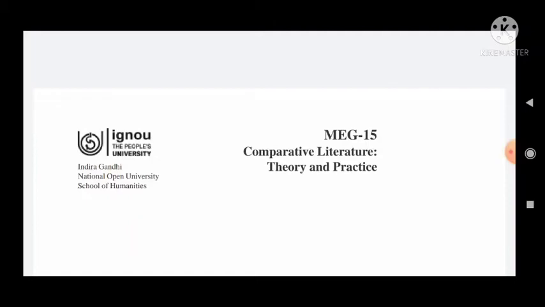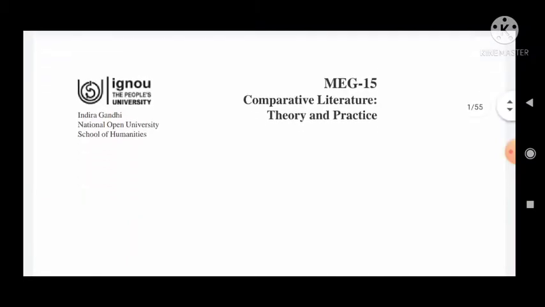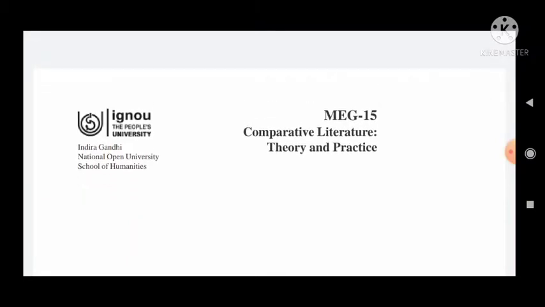It is an important part from the exam point of view, and also in your NET and SET exams.